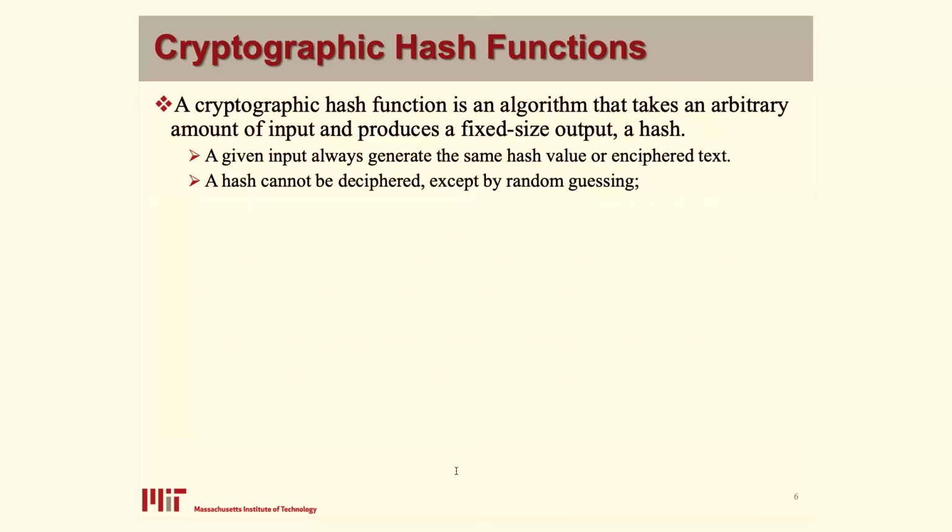Okay, so that's messages. What are hash functions? A cryptographic hash function is an algorithm that takes an arbitrary amount of input in size and context and produces a fixed size output called a hash. Some properties. A given input always generates the same hash value. The enciphered text is the same if the input is the same. And likewise, a hash cannot be deciphered except by random guessing.